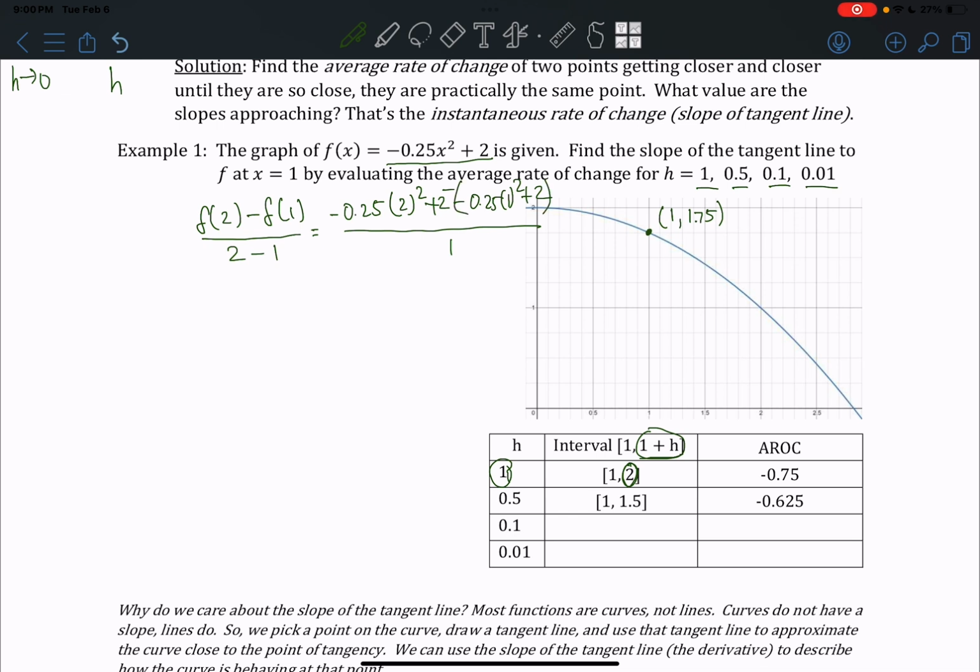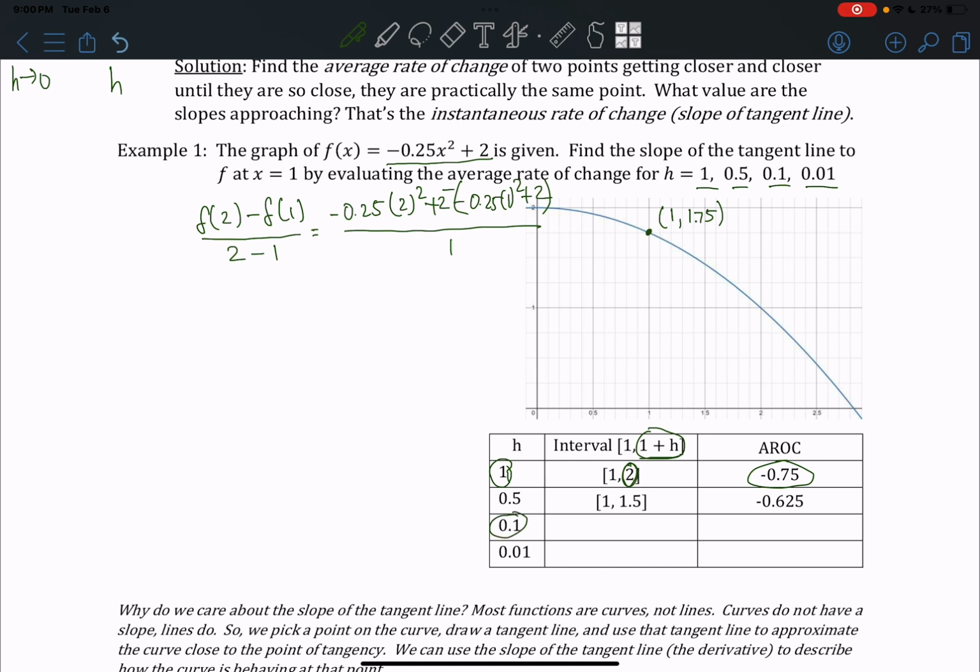The point I'm trying to make here is that this is just something that you will punch into the calculator. In fact, the first one is already done for you. The answer here is negative 0.75. Okay. The ones that were left blank are the last 2 rows, which we have to calculate.